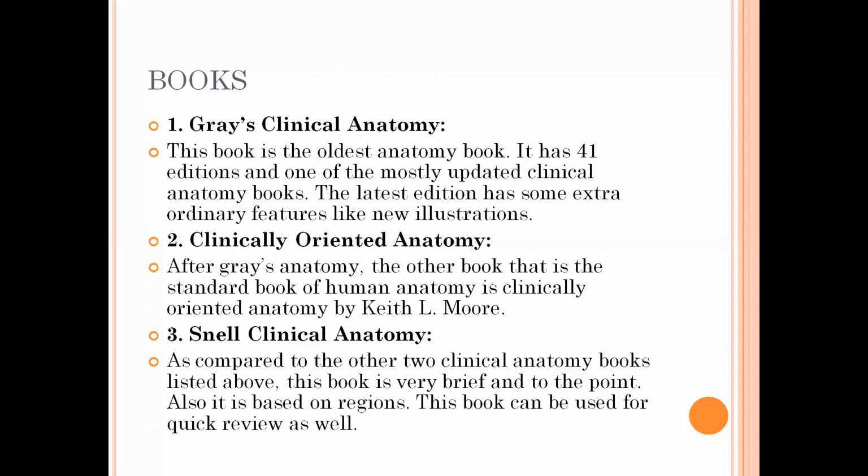After Gray's Anatomy, the other standard book of human anatomy is Clinically Oriented Anatomy by Keith L. Moore. Then Snell's Clinical Anatomy, as compared to the other two clinical anatomy books listed above. This book is very brief and to the point, and it is based on regions, and it can be used for quick review as well.